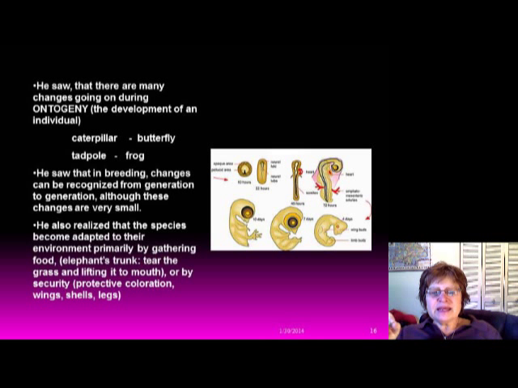He saw that in breeding, changes can be recognized from generation to generation, although these changes are extremely teeny tiny. He also realized that species become adapted to their environment, primarily the way they gather food, for example, the elephant trunk, the giraffe's neck, or by security, like protective coloration, like the wings, the shells, legs, and so on.